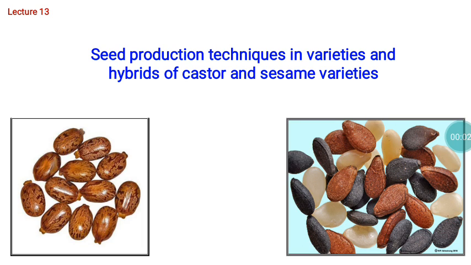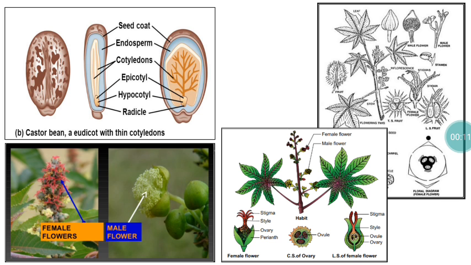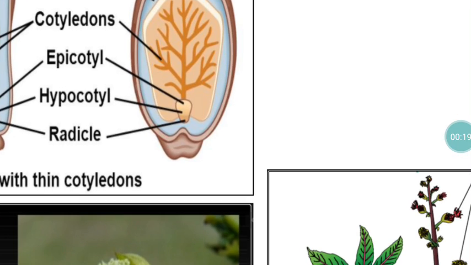Very good morning. Today we are going to discuss seed production in castor. As far as castor is concerned, both varieties and hybrids are available. Regarding the seed structure of castor, it has a leafy cotyledon.